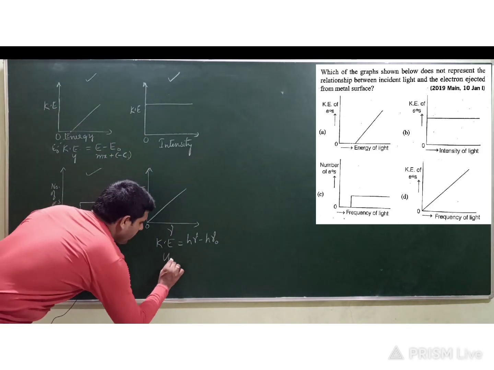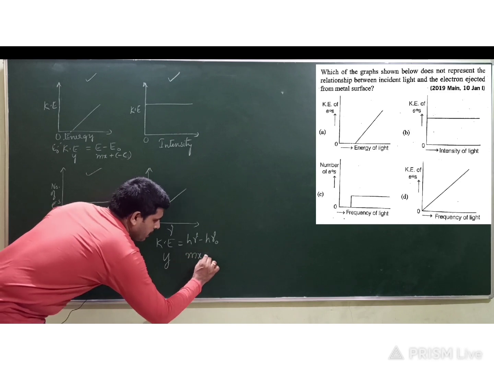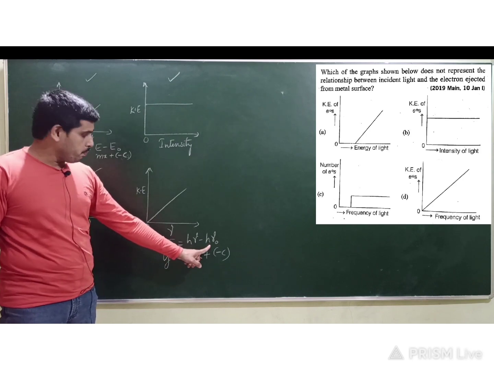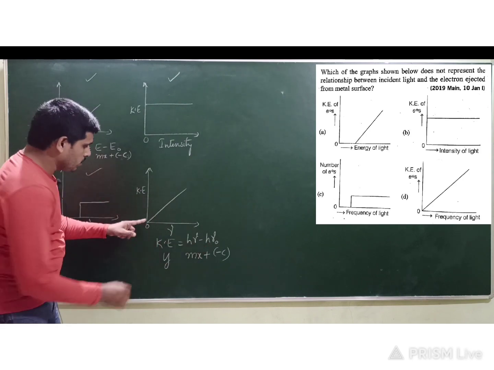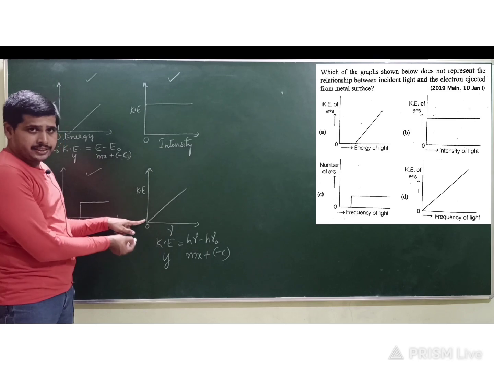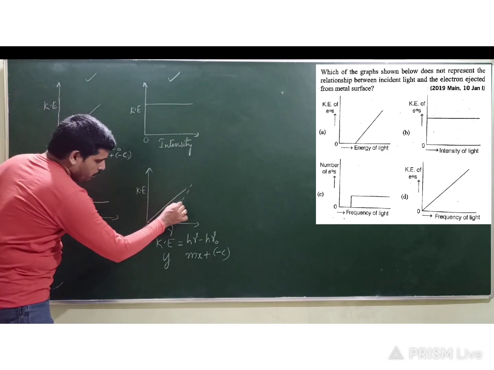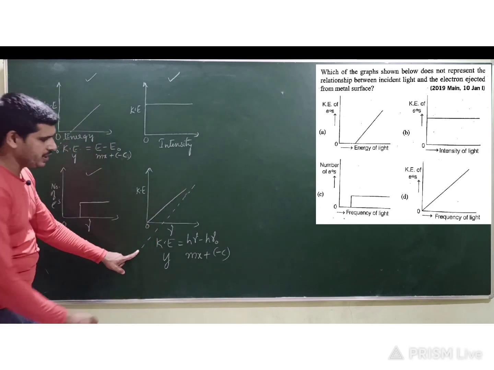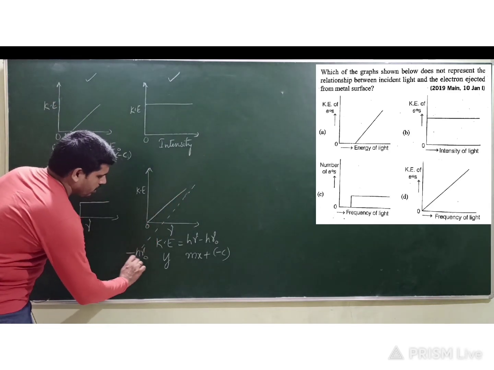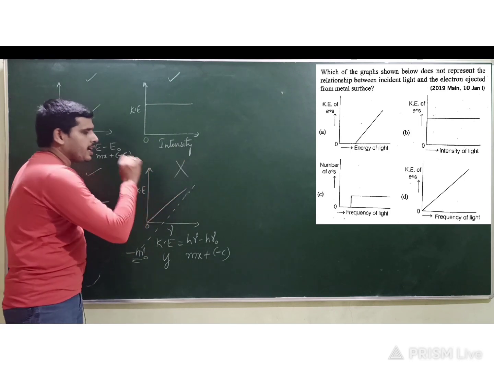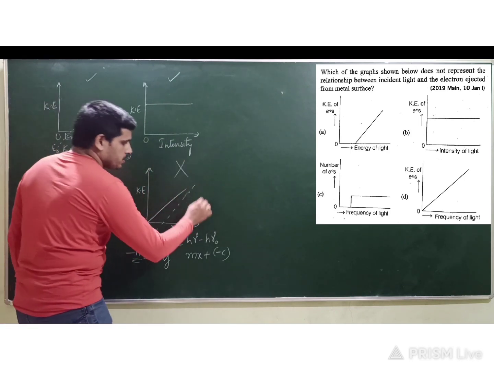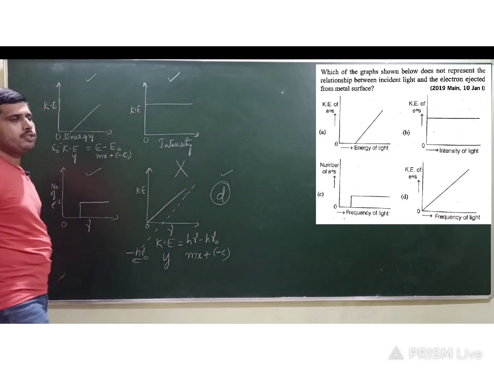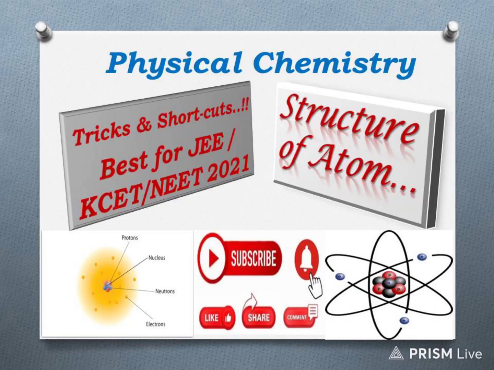So this is also of the form Y equal to mx plus C. So your intercept should be minus H nu naught. Do you agree? So here intercept is 0, it is saying the graph. So actual graph would have been like this. Am I right? So it should have been like this. So here it could be minus H nu naught, which is not given. So this is the incorrect representation. So the right option for that is option D for the given question. That's it.